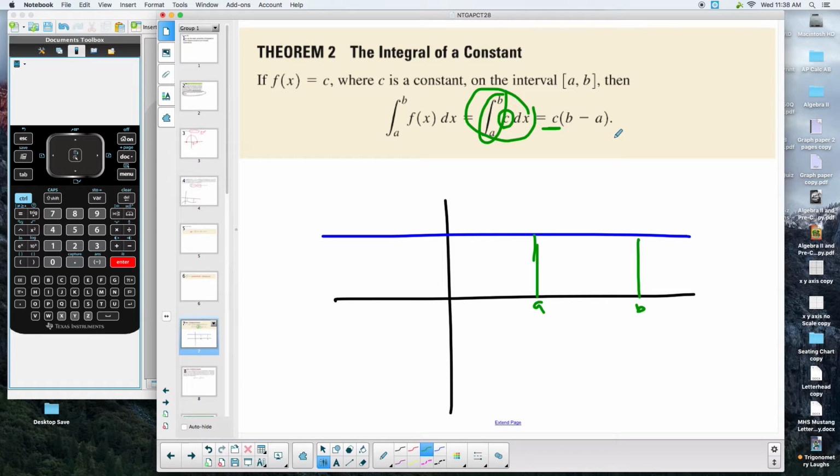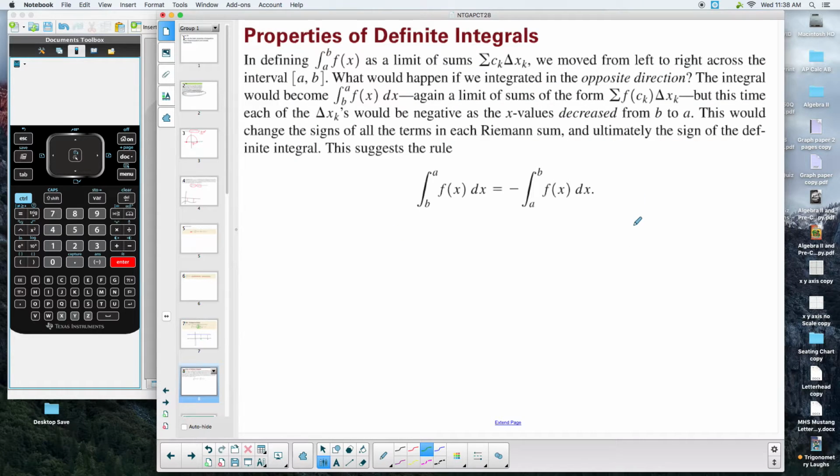So anytime you're taking the integral of a constant, you're just looking for the area of a rectangle that is the constant height times the subtraction of the limits. All right? Now here are some properties of the limits. We're going to get through these and practice them tomorrow. They'll make a lot of things a lot easier.